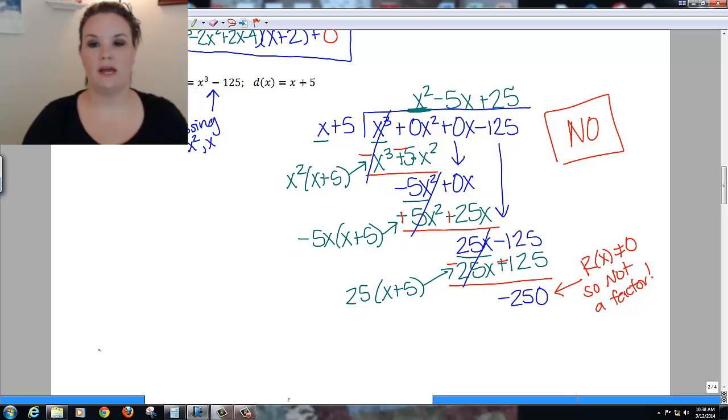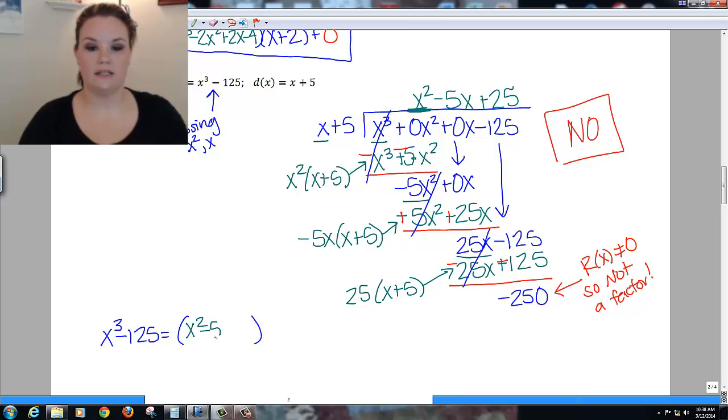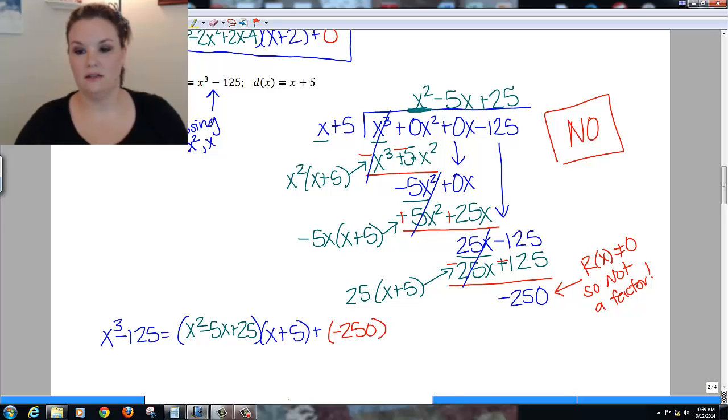And then I'm going to go ahead and write out my original. My original is x cubed minus 125, and that's equal to our quotient, which we just came up with, x squared minus 5x plus 25 times our divisor, which was given to us, x plus 5, plus our remainder, which in this case is negative 250. And I put it in parentheses.